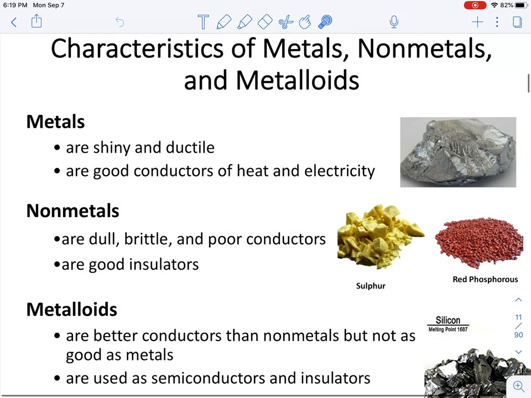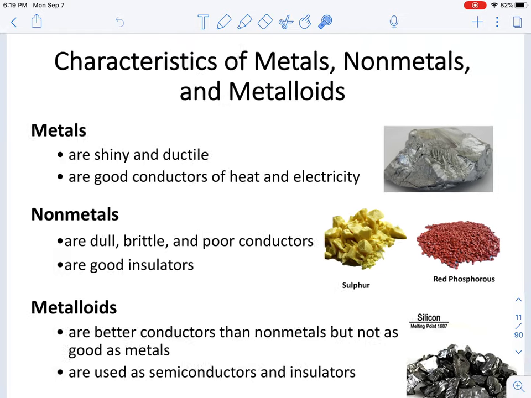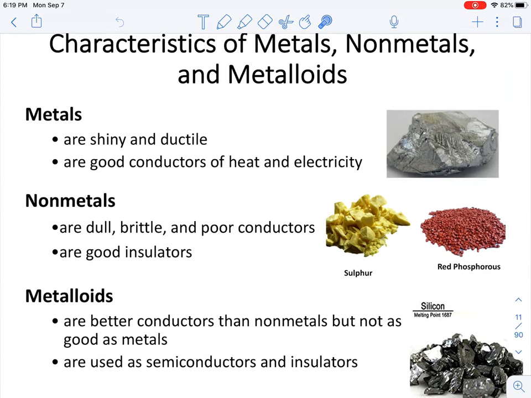So characteristics of metals. If you want to put in some physical properties that describe metals, they're basically shiny and ductile, and they're good conductors of heat and electricity. Nonmetals, on the other hand, tend to be dull, brittle, and poor conductors. So it looks like they're more or less polar opposites of each other, right? Metals are shiny and ductile. Nonmetals are dull, brittle, and poor conductors of electricity.